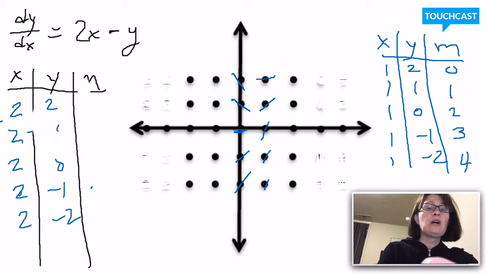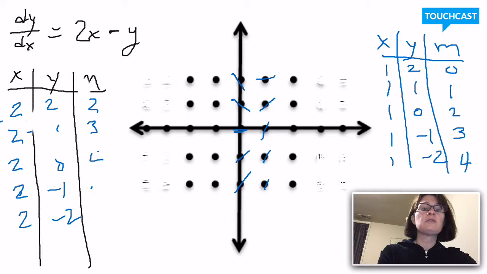When I plug in 2 comma 2, that's 2 times 2 is 4 minus 2 is 2. 2 times 2 is 4 minus 1 is 3. 2 times 2 is 4 minus 0 is 4. 2 times 2 is 4 minus negative 1 is 5. 2 times 2 is 4 minus negative 2 is 6.